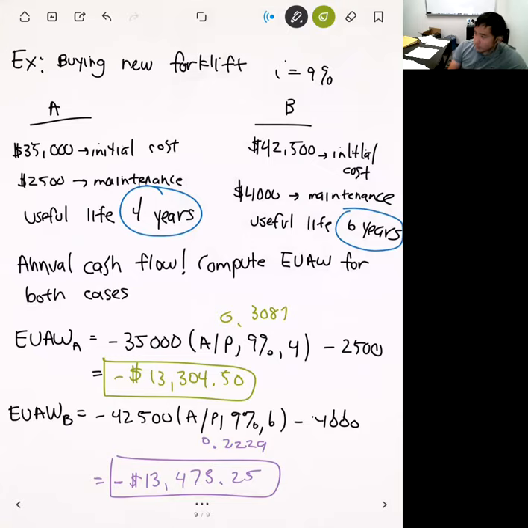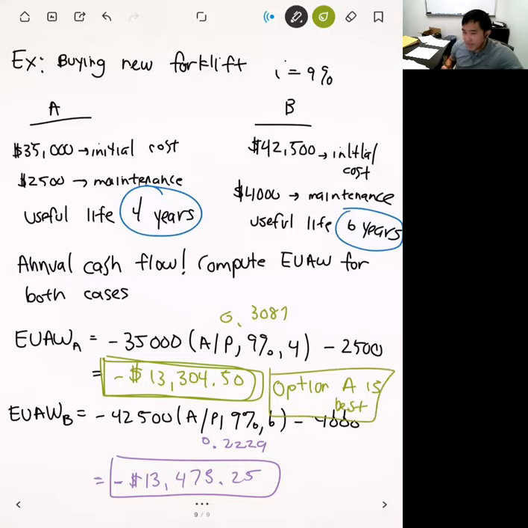negative, right? And so remember, when you're performing annual cash flow analysis or present worth analysis, you want to pick the option that has the highest either present worth or the highest EUAW. And for this case, it is option A. Okay, because it's the least negative cash flow.